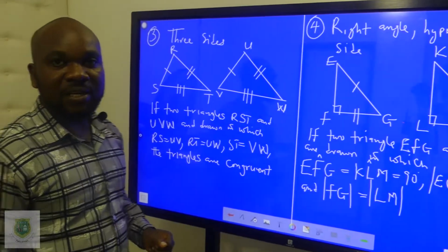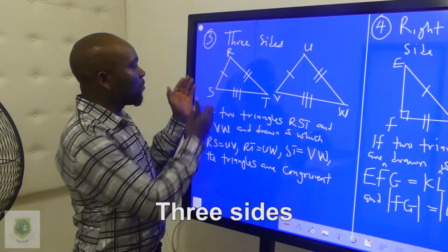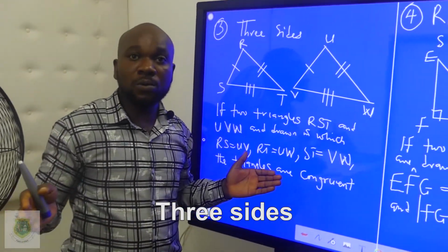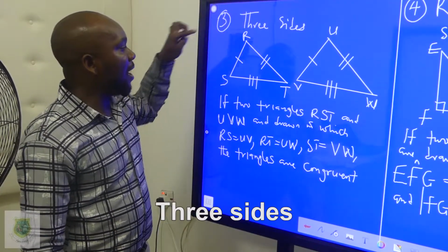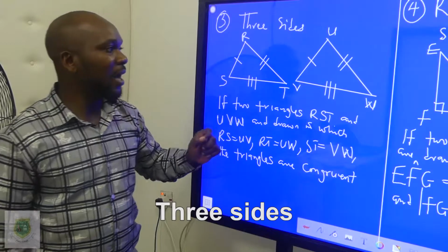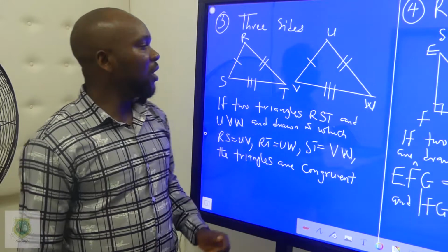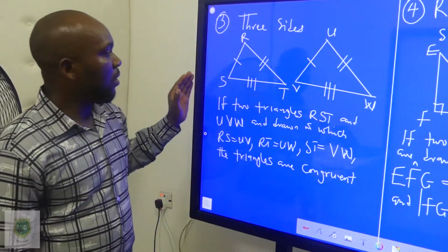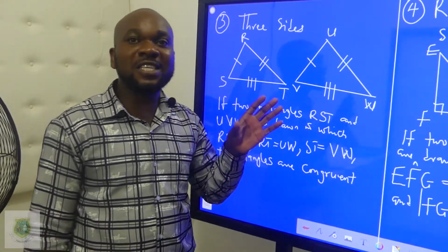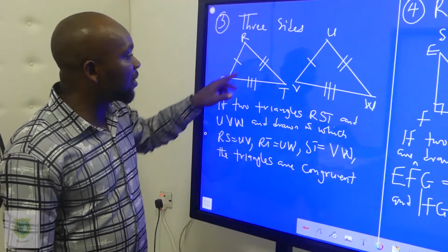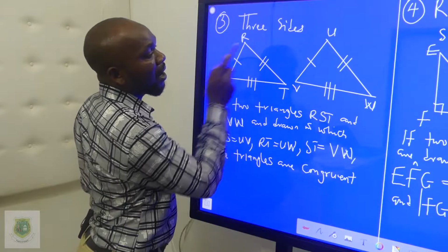Then, number 3. If you look at this one, this is 3 sides. In this type of triangle, 3 sides will be given to you. And look at this triangle. Triangle RST. And triangle what? UVW. If you look at these sides, the kind of triangle that has this kind of shape now is what they call scalene triangle. No side is equal to another. So this one is 1, 1.